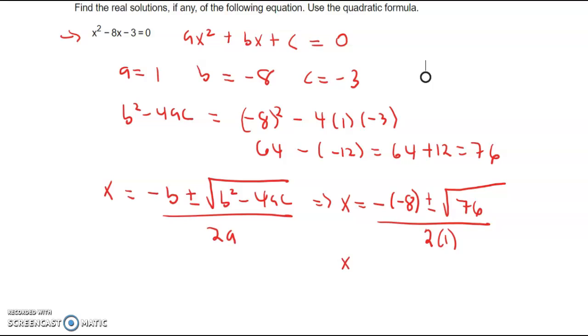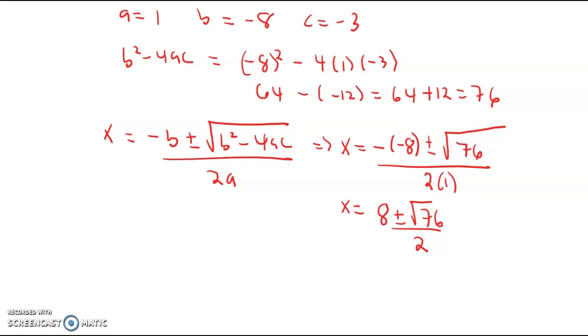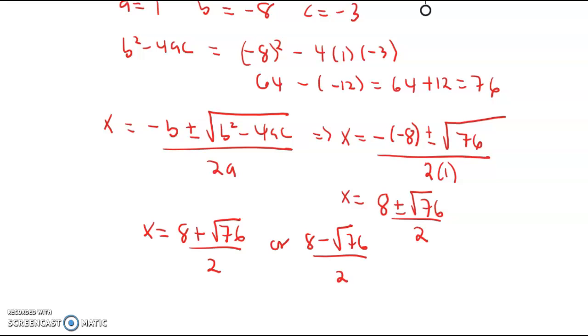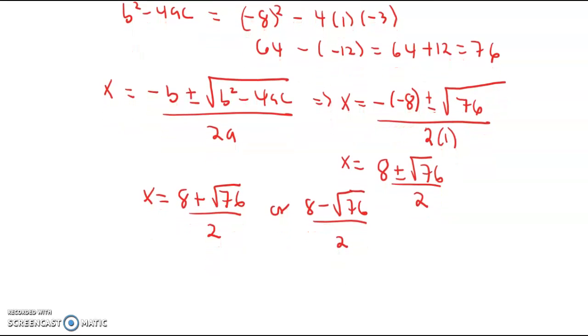Now we're going to simplify this. So you have 8 plus or minus the square root of 76, divided by 2. So now we have the answer. The two real solutions are 8 plus the square root of 76 divided by 2, or 8 minus the square root of 76 divided by 2. But we need to simplify this further.